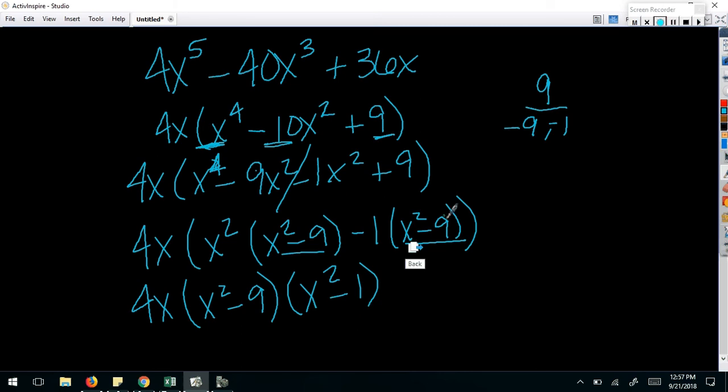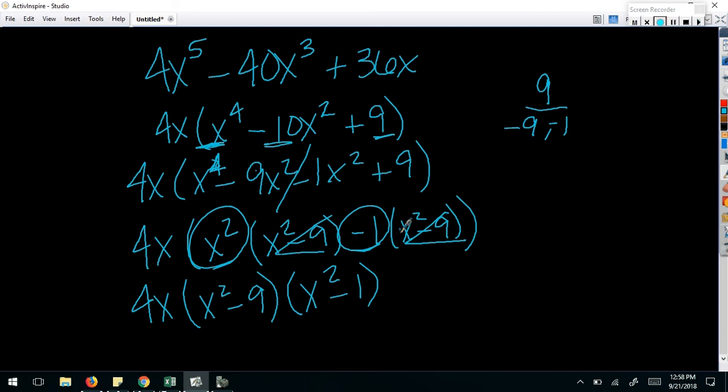Okay. X squared minus 1 was my repeated factor here. X squared minus 9 was the repeated factor. X squared minus 1 was what was left. You thought I came up with this one off the top of my head? If I did, I would be patting myself on the back right now. I'd be like, you are awesome.